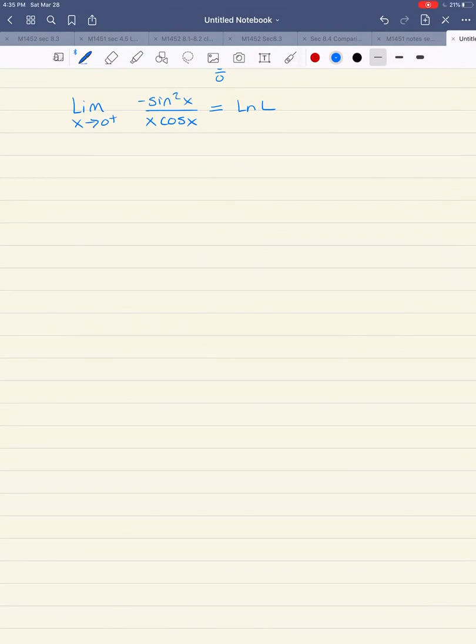But remember, that's equal to the natural log of L from way back here. So let's be careful. Now we're going to do L'Hopital's rule. Derivative of sine squared using the power rule. Bring the power down, raise the function to 1 power less, then multiply by the derivative inside. Downstairs, we've got to do the product rule. It's the first times the derivative of the second plus the second times the derivative of the first.